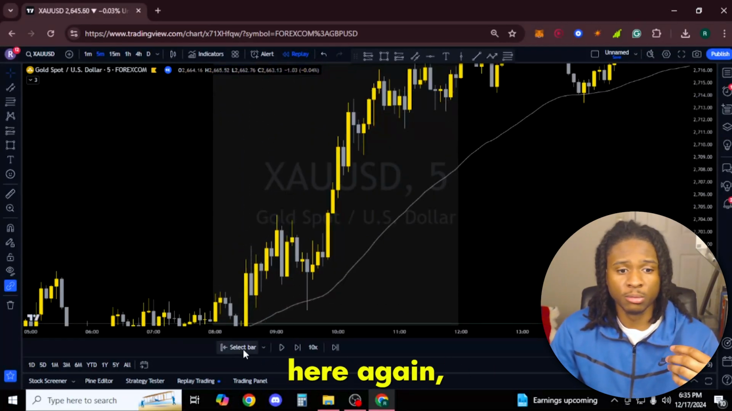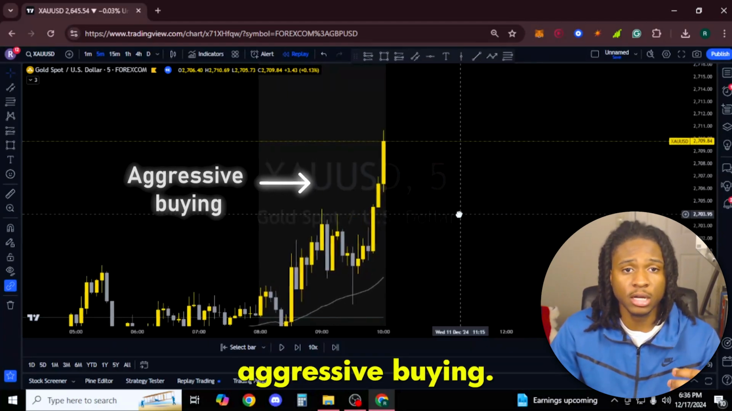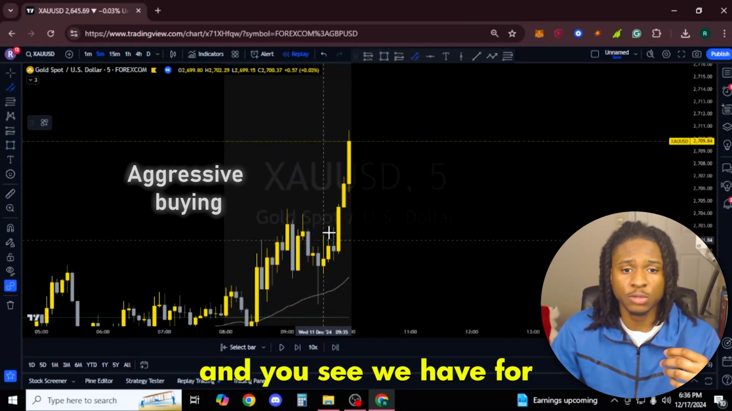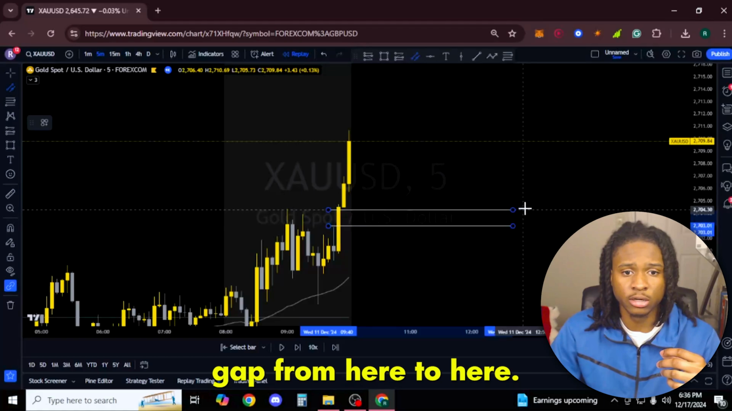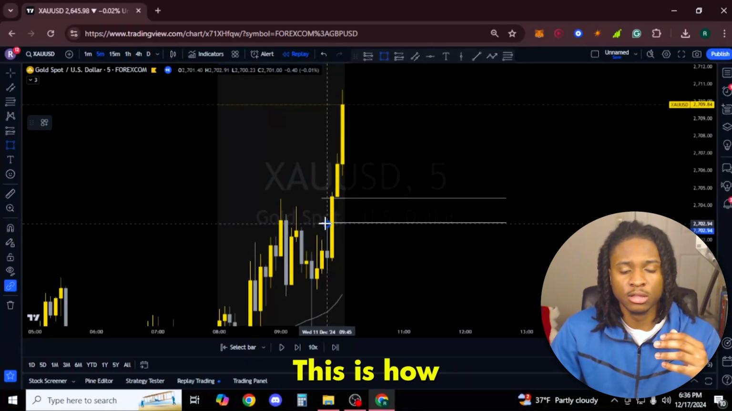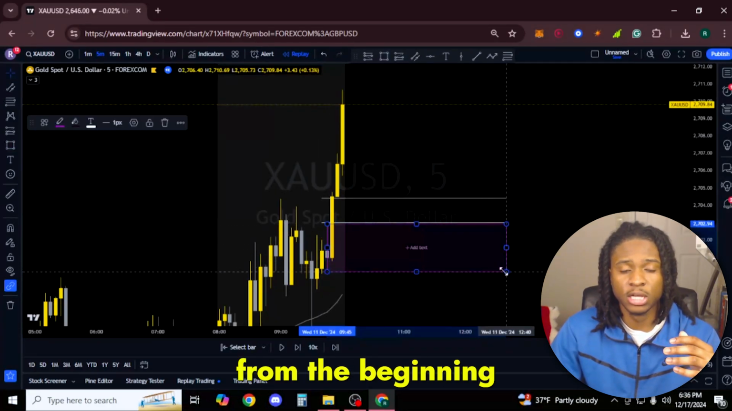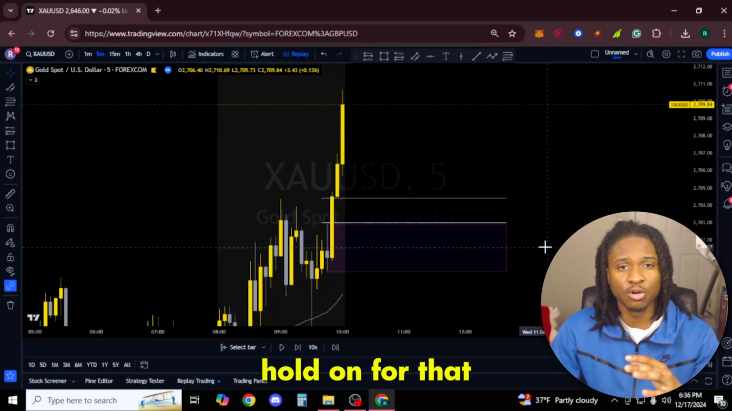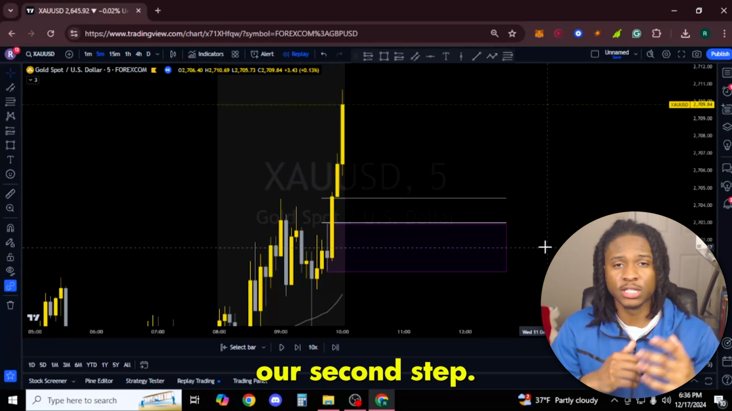So we put it in replay mode here again. As you see here, we have aggressive buying, but we're looking for the start of the move. And you see we have our gap from here to here. A little sneak peek into our next step: this is how we're going to draw our zones from the beginning of that move. But just hold on for that for a little bit. Let's go on to our second step.